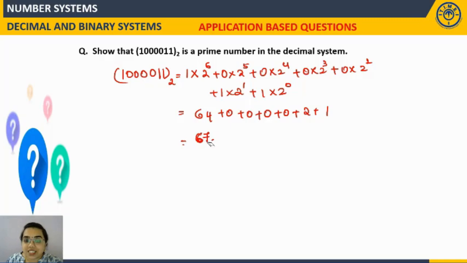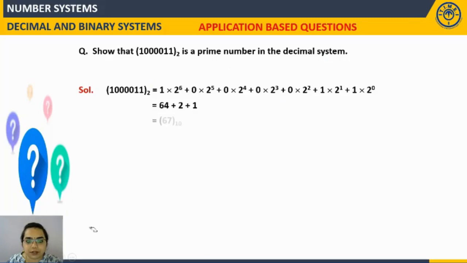The number 67 is a prime number. It does not have any factors other than 1 and itself. Okay, so the number 67 is a prime number. Fine, let's have a look at the solution. 67 to the base 10 is a prime number in the decimal system, and so hence we have proved it.